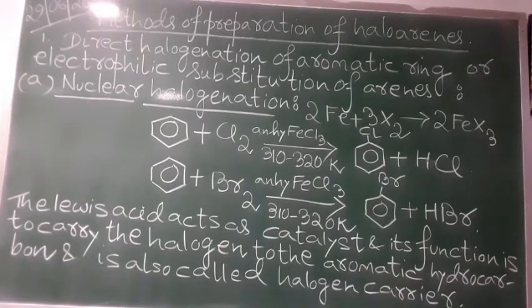HBr. Now what is the function of anhydrous FeCl3, that is anhydrous ferric chloride? Well, anhydrous ferric chloride is acting as the Lewis acid catalyst. I have written the function. The Lewis acid acts as catalyst and its function is to carry the halogen to the aromatic hydrocarbon and is also called halogen carrier.